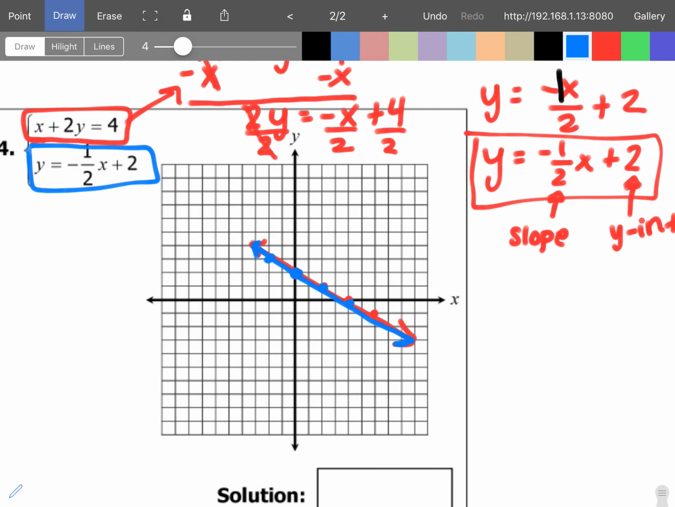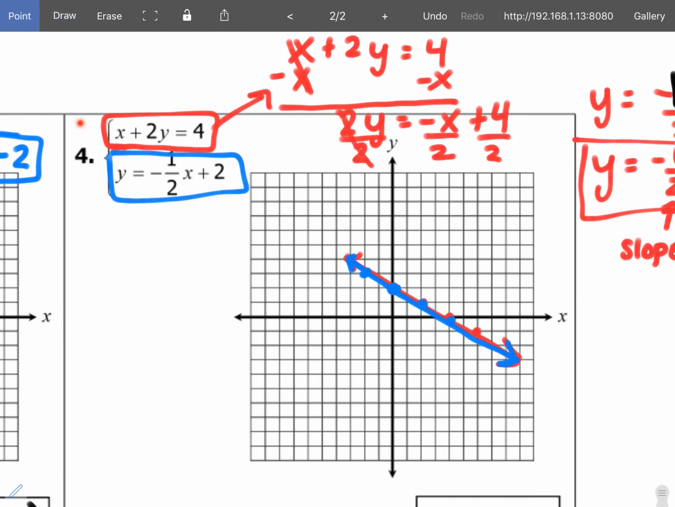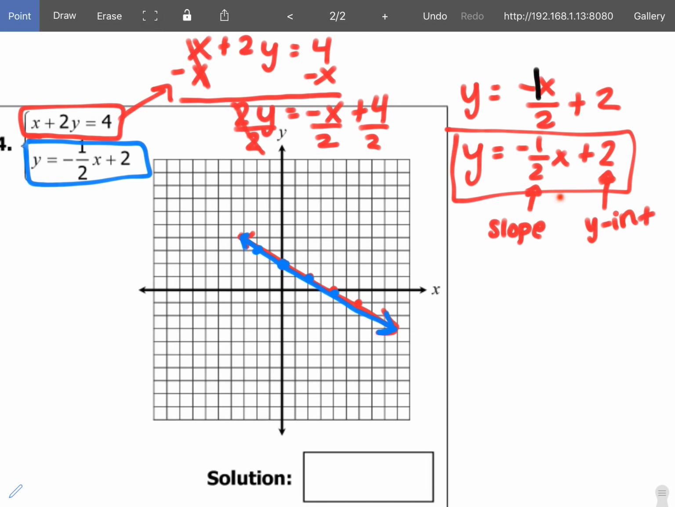And look at our two equations. Do you see how just from looking here, you cannot tell that these are the same line? But you see how we got y alone? And when we got y alone, look at these two lines. Y equals negative 1/2 x plus 2. Y equals negative 1/2 x plus 2. But you can't tell right away. Do you see how they try to hide that in a different form?